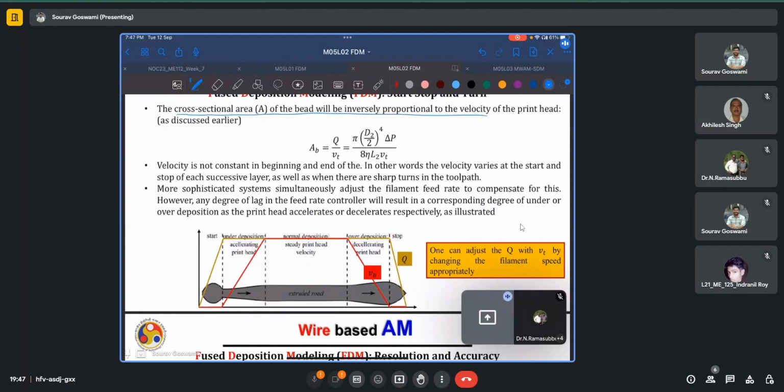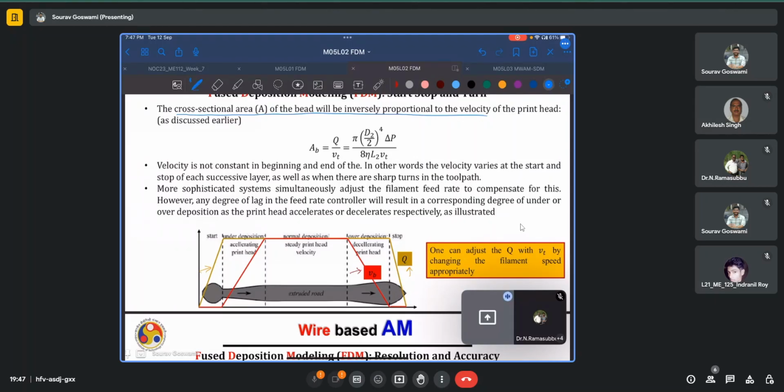Yeah, as we were discussing, and based on the motion of the deposition head, the cross section that is being deposited on the substrate, so the cross section of the bead, will also change. And it is very well illustrated with this plot here. So the yellow curve right here actually shows the variation in the volume flow rate or the mass flow rate, whereas the red curve over here shows the change in the deposition velocity or the bead velocity.